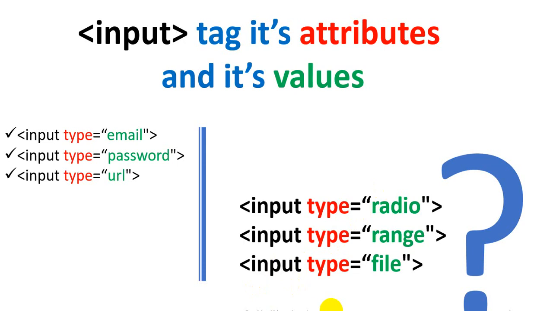Then in today's lecture we will see range. What is range? Sometimes we have to specify the volume of any audio or video, or we can take any range. The default value of range is 0 to 100, and you can set it as per your requirement.